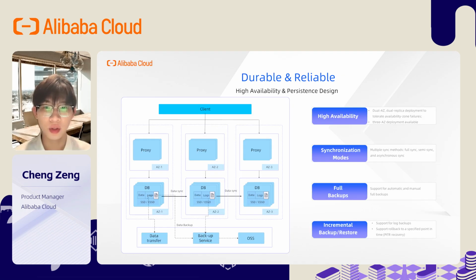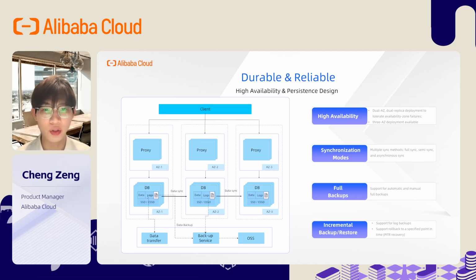In addition to elasticity and stable low latency, the serverless KV also offers high availability and full data persistence. For high availability, it uses dual AZ and dual replica deployment. This means every piece of data is stored in two separate availability zones. If one zone fails, the system automatically switches to the replica in the other zone, ensuring continuous service availability.